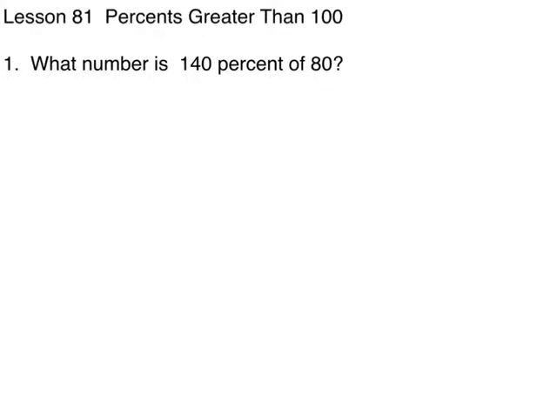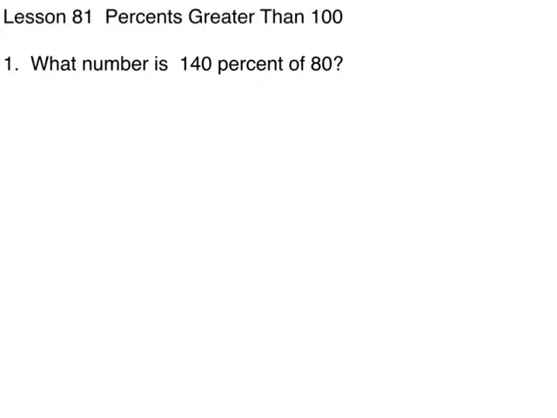Okay, so lesson 81 in Saxon's Algebra 1/2, second edition. This is on percents greater than 100. What we're going to do is work a few problems and look at some rules. Okay, so let's do number 1.